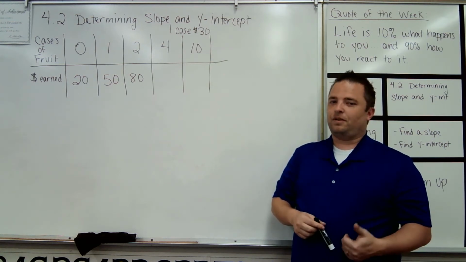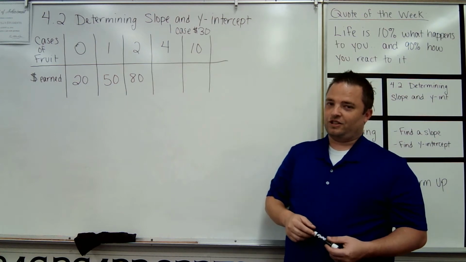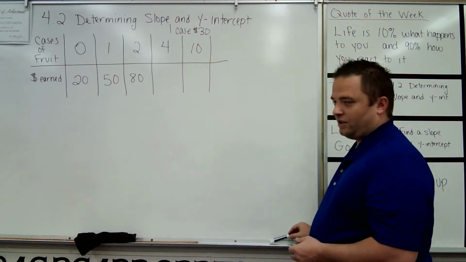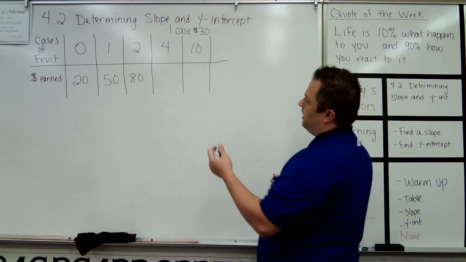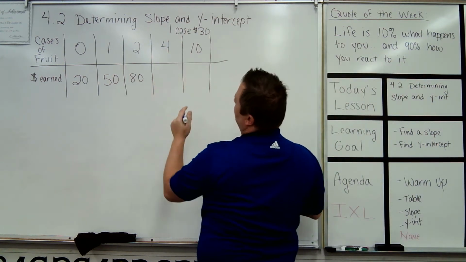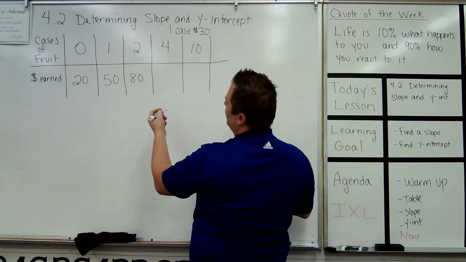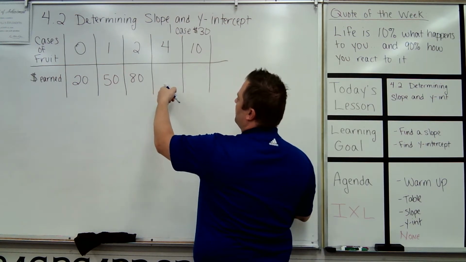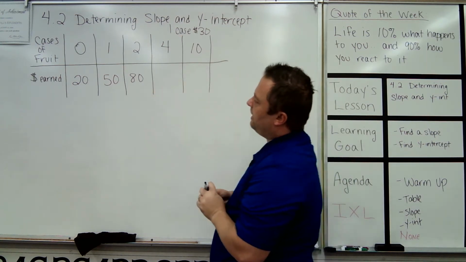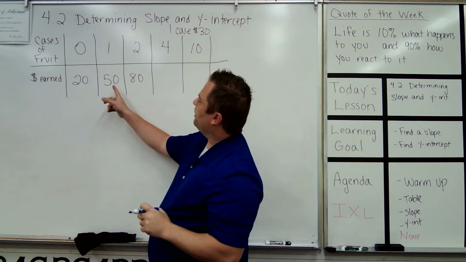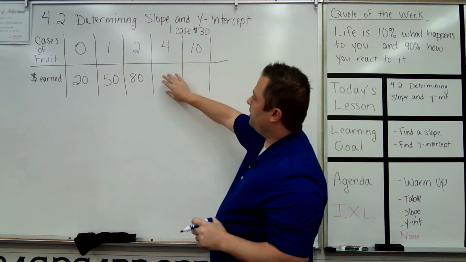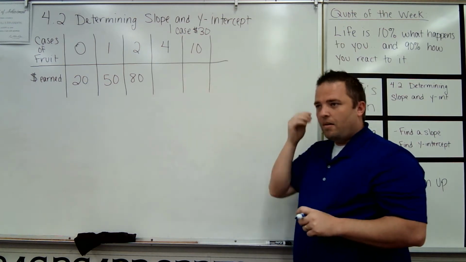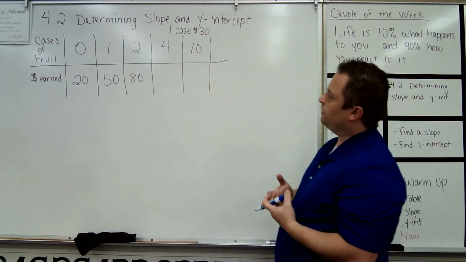If you didn't pause the video, means you're just watching it straight through. Kudos to you, but I wanted you to try and do this by yourself. If I picked 4 cases, I don't want to put a number here without thinking this through. Because I have some students that are like, 20 going up by 30 is 50, going up by 30 is 80, going up by another 30 should be 110. But I really don't want to get cheated, so let's just do some math here.